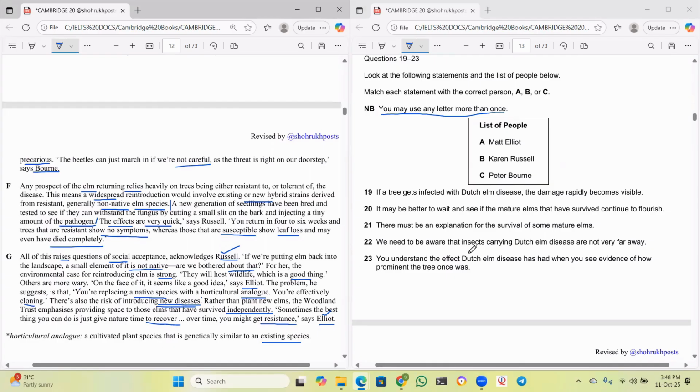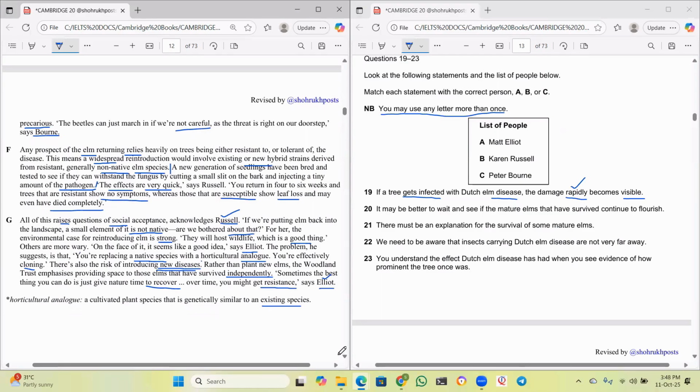Okay, but let us see. Now, 19th one. If a tree gets infected with Dutch elm disease, the damage rapidly becomes visible. Okay, rapidly. Where did we read this, guys? We have read it just now, I mean, in the previous paragraph. You see the paragraph F.